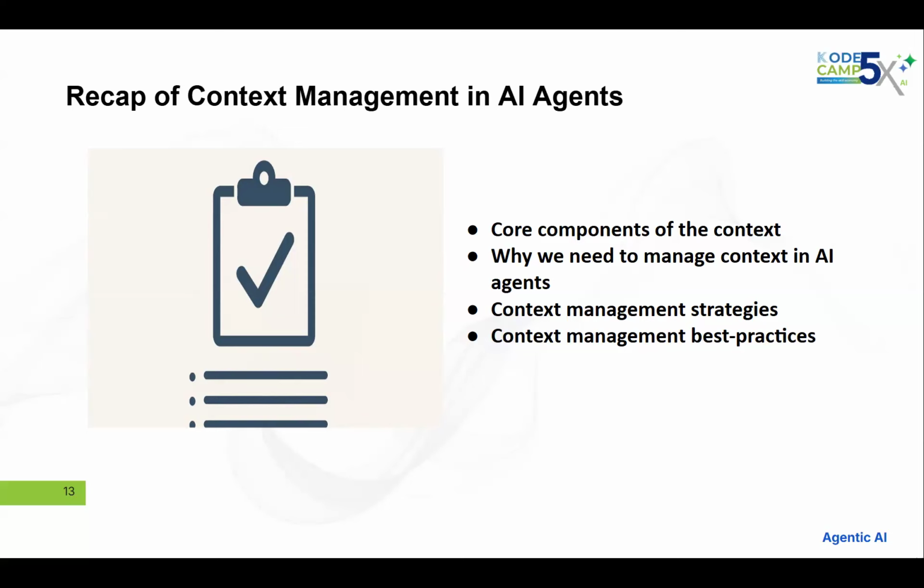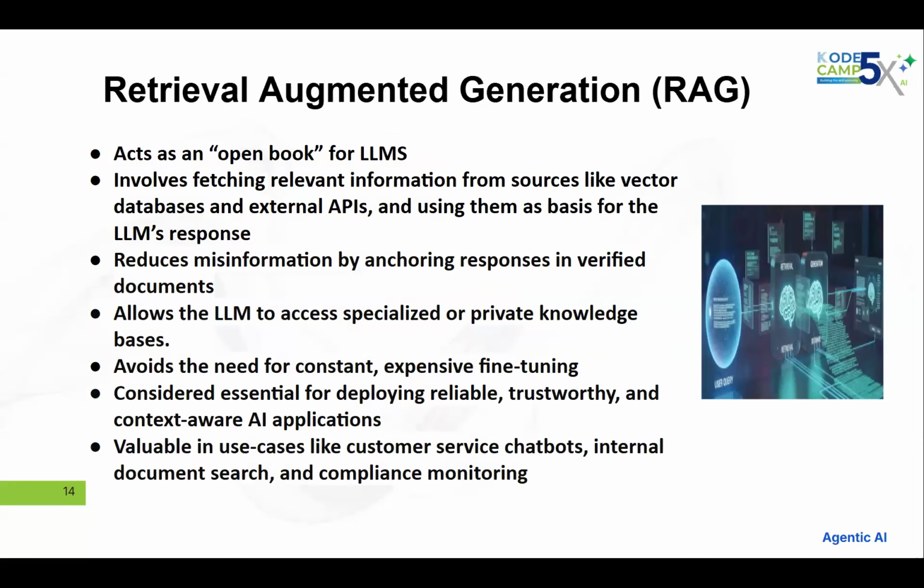So we talked about different strategies for managing context, including sliding window, including compression, and so on. We also talked about the best practices for context management. Today, as I mentioned at the beginning, we'll be talking about agentic retrieval.